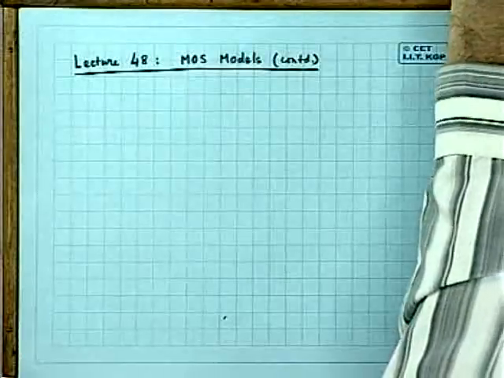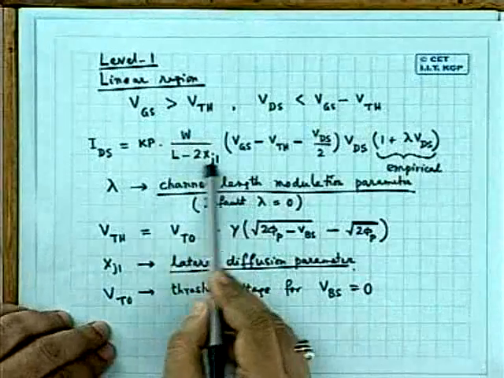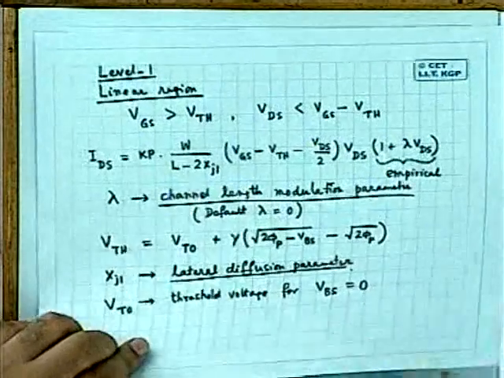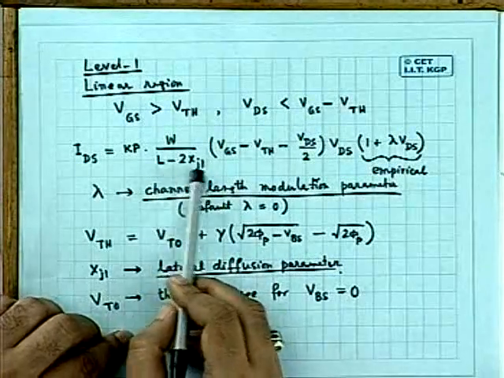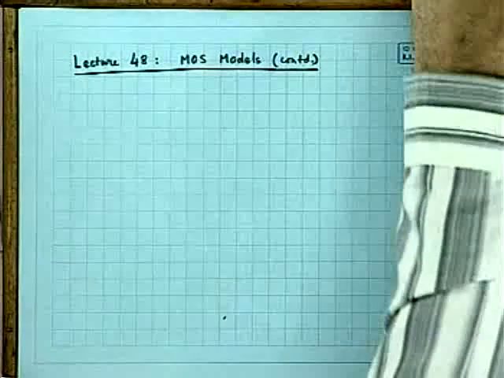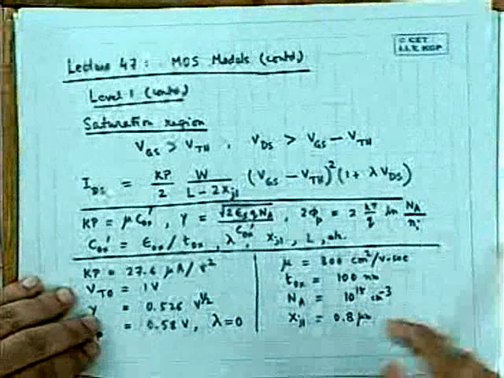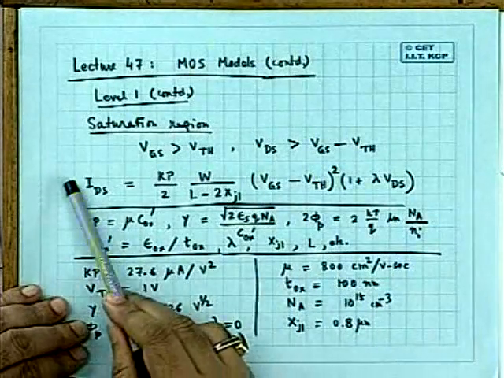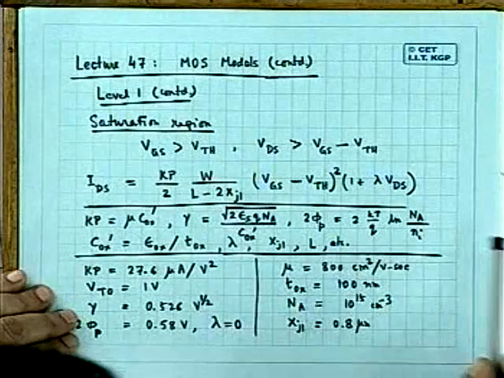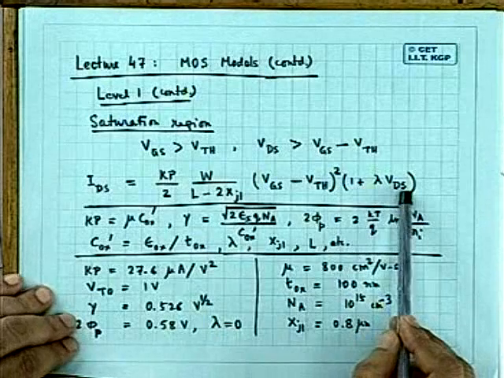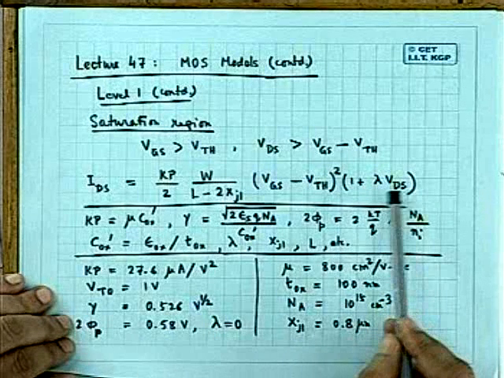And another thing you note that instead of writing L effective, we write L minus 2xj1, so that L and xj1 are two model parameters, or rather they are obtained simply from the geometry of the mask of the devices. Then in saturation, for which of course always VGS is greater than VTH, but VDS exceeds VGS minus VTH, the equation looks like this, where again this parameter 1 plus lambda VDS counts to account for the channel length modulation effect.